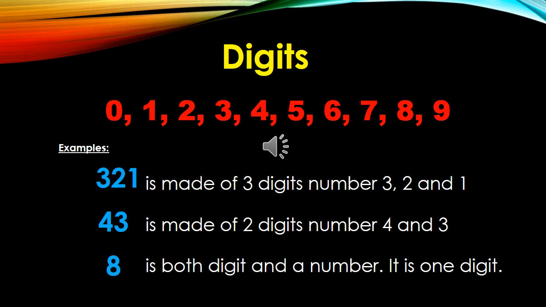What are digits? A digit is any of the numerals from 0 to 9, especially when forming parts of a number. For this example, 321 is made of 3 digits: the numbers 3, 2, and 1. 43 is made of 2 digits, the numbers 4 and 3. 8 is both a digit and a number. It is 1 digit.